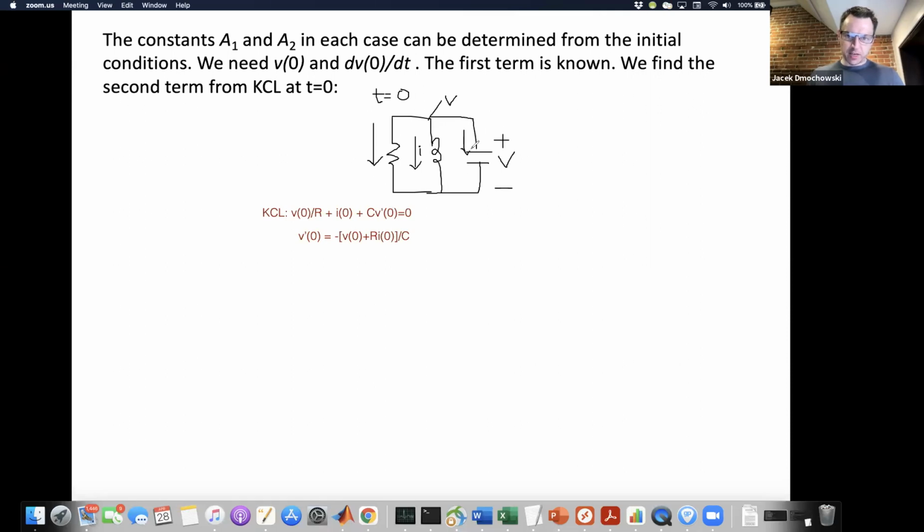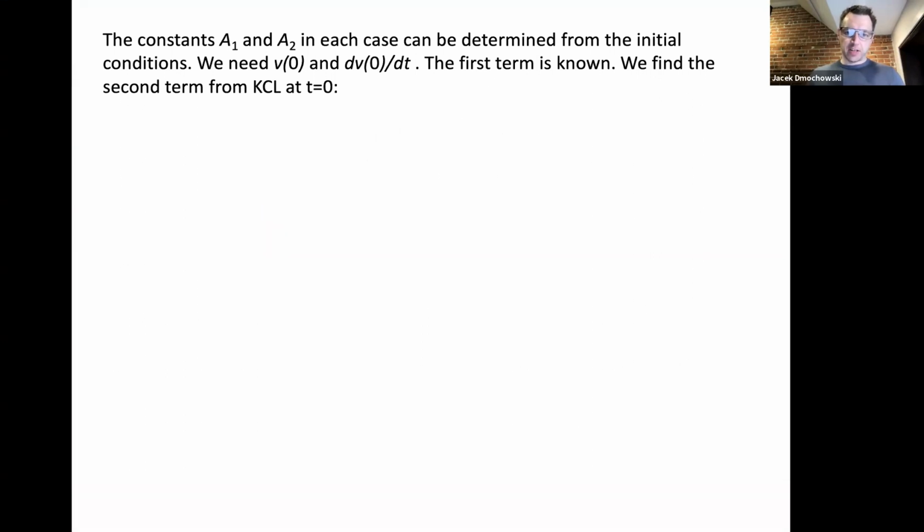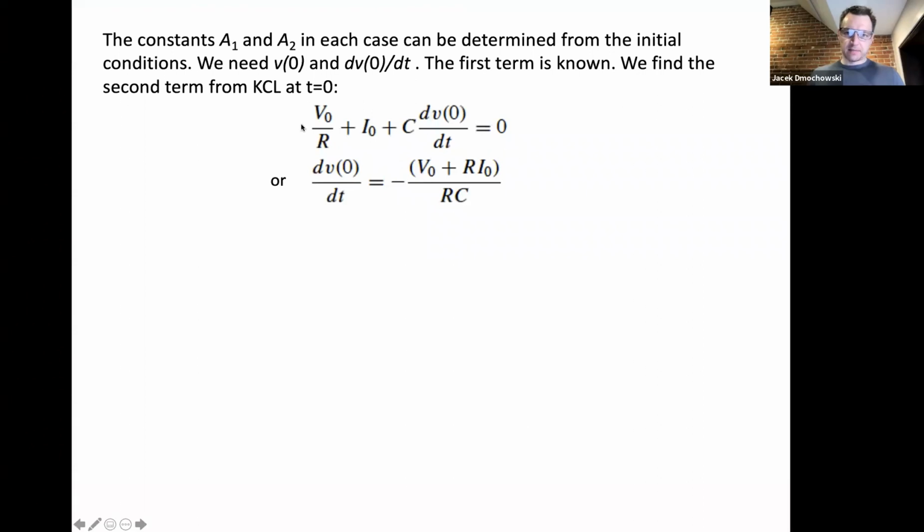So the sum of these three currents, current 1, 2, and 3, has to equal 0 because there's no source. And then you can use this equation to solve for V prime of 0. I'm taking the time to show this because this has been a point of confusion in the past, where people don't remember how to get the initial value of the derivative. This is how. Just apply KCL at time 0. Okay, now I'm about to show you that in the slides. This is the same thing.